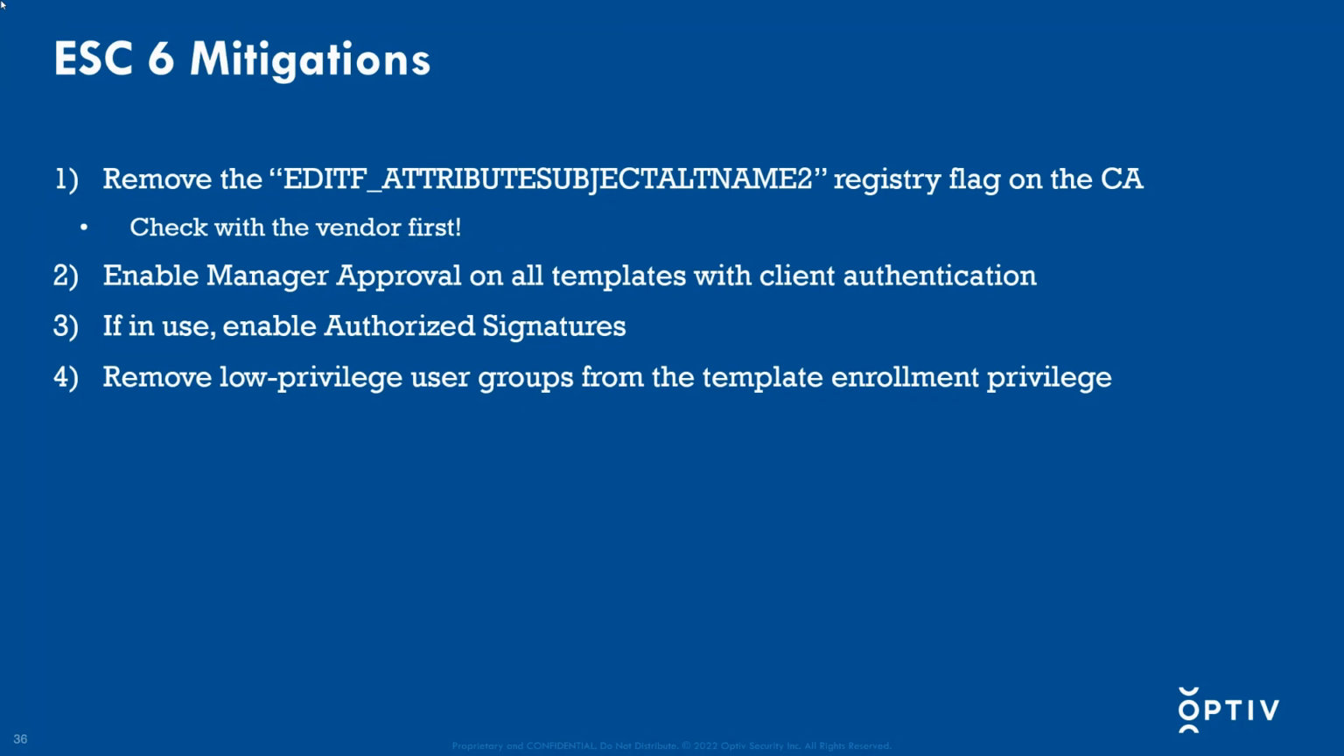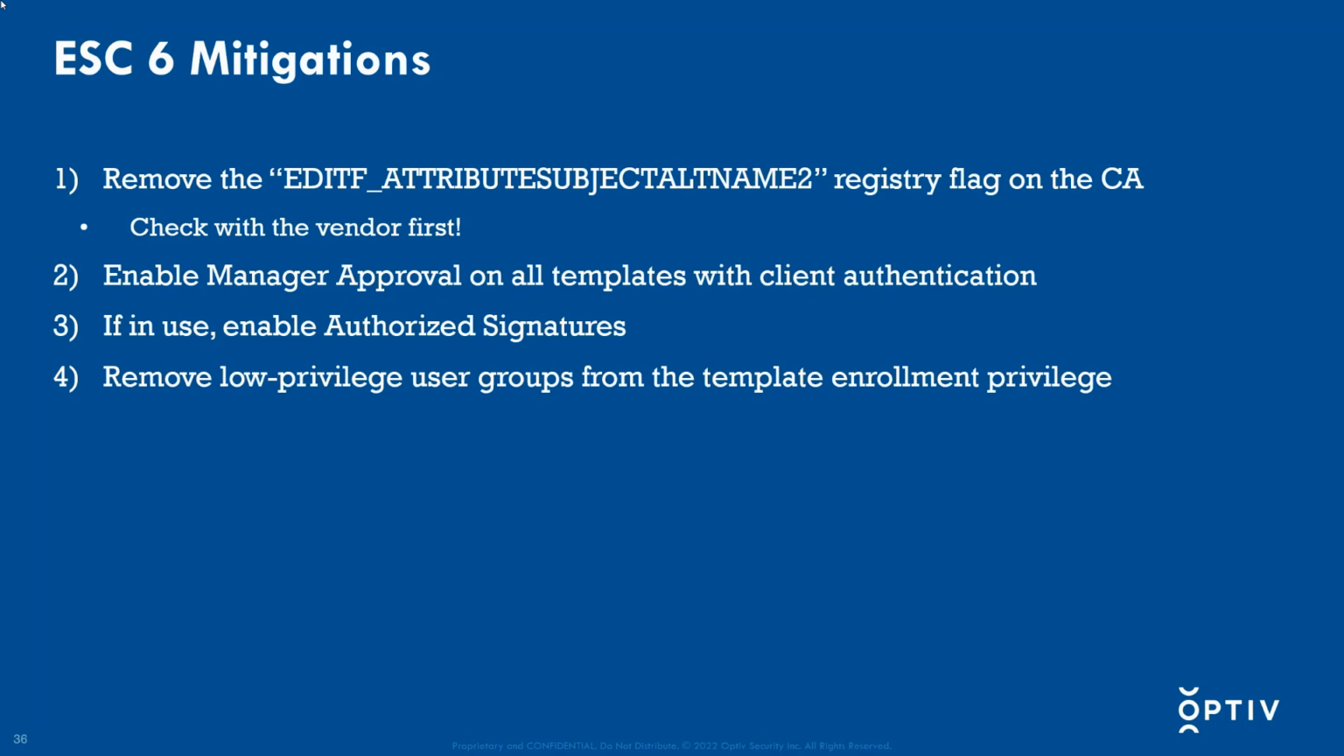Looking at ESC6, that's that global setting, which essentially makes every template vulnerable to ESC1 by allowing you to supply that arbitrary name. Ideally, we'd have you remove that EDITF_ATTRIBUTESUBJECTALTNAME2 registry flag on the CA. But as we demonstrated, this is recommended by third-party providers. So there's a reason that this was set to enable. So we don't necessarily want to say go ahead and turn this off because it might have an impact on your existing infrastructure. If you were told to turn it on by a third party, you should reach out to that third party vendor to ensure that disabling that isn't going to cause any kind of downtime.